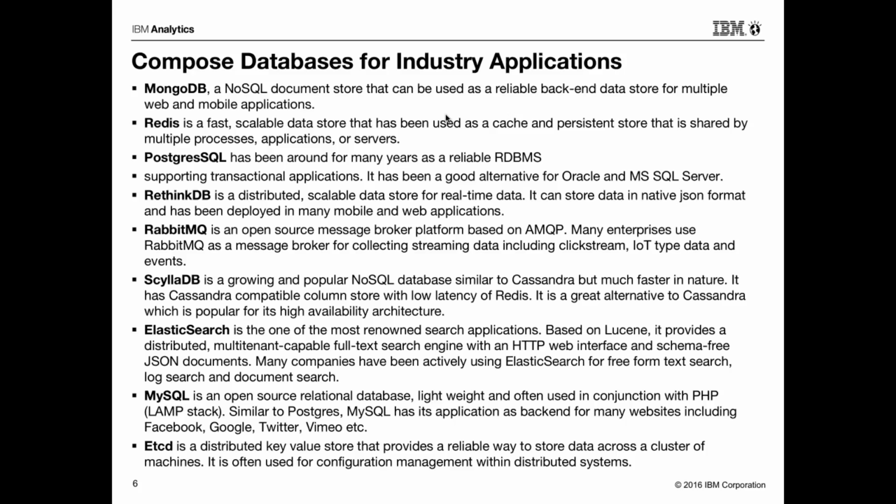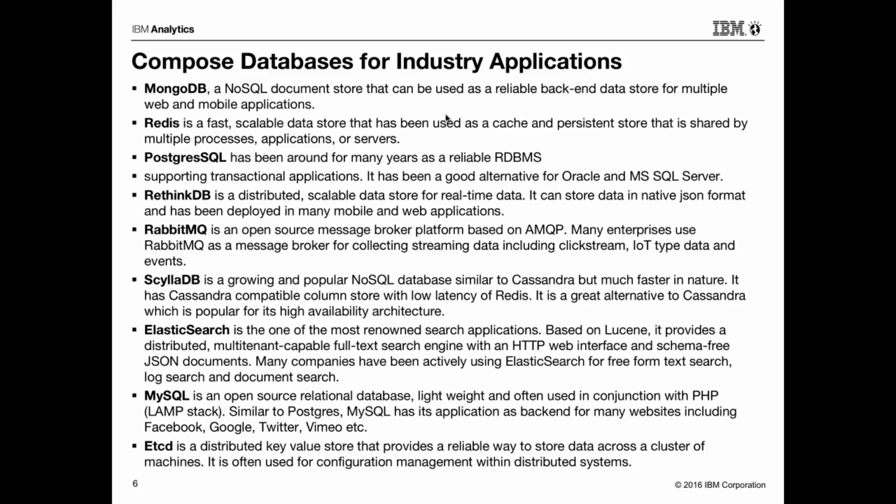MongoDB, for example, is a NoSQL database which is a reliable backend for a lot of mobile and web applications. It has been widely used. Redis, on the other hand, is used for caching and as a persistent store. Postgres has been there for many years. It supports transactional applications. It's a very good alternative for Oracle and MS SQL Server.